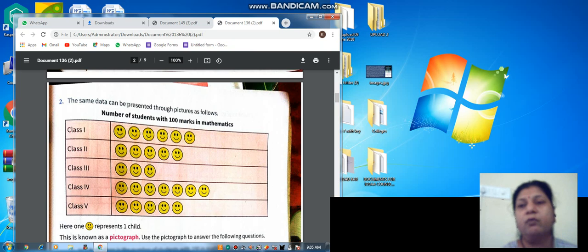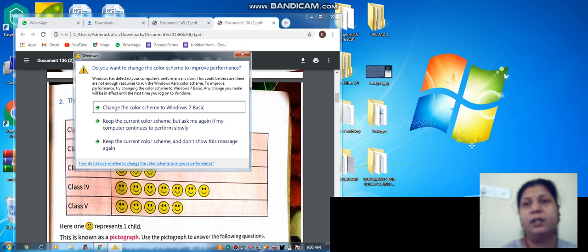One more thing we have to see here is how many students one symbol represents. Here one symbol represents 1. Most of the time, if there is a large amount of data, then we represent one symbol by 100, 1000, 50 or 20. It depends. So we have to count the symbols and see which scale has been taken. In such a manner we can read and answer a pictograph.